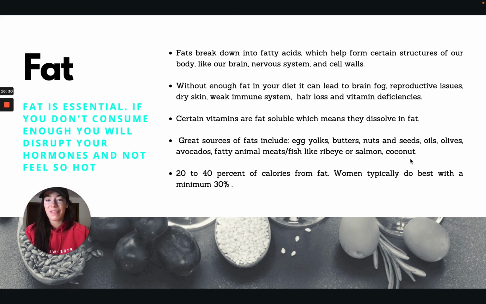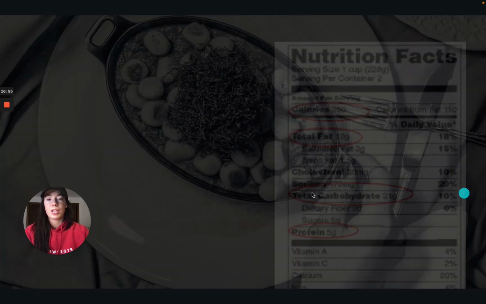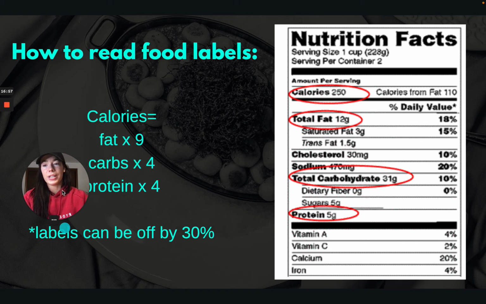Next, great sources of fats include egg yolks, butters, nuts, and seeds. And then oils, olives, avocados, the fatty parts of animals and fish like ribeye or salmon, and then coconut as well. And 20 to 40% of your calories should come from fat. And what I've found is that women do really well with having a minimum of 30% of calories coming from fat.